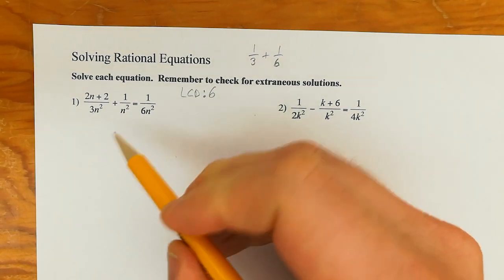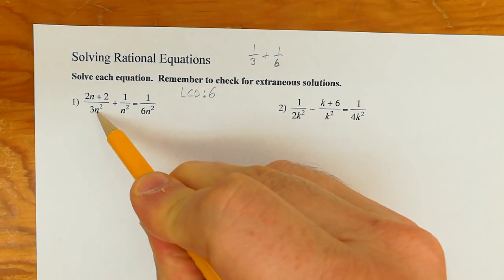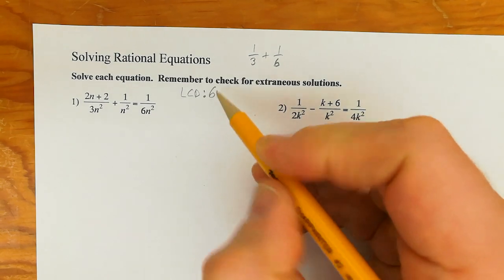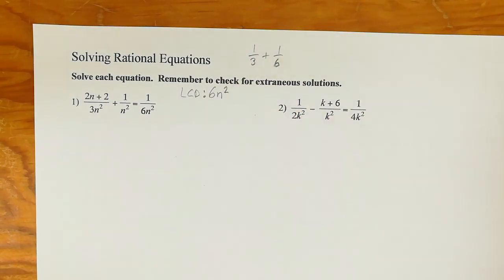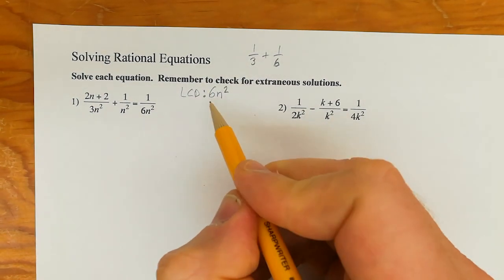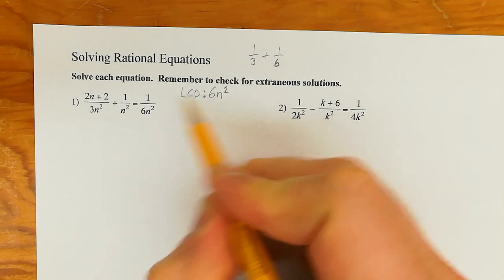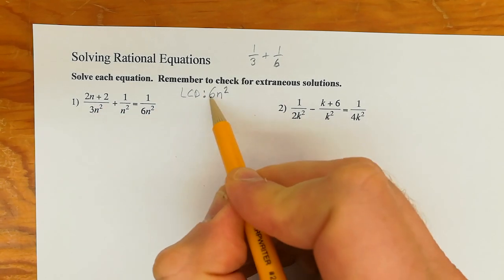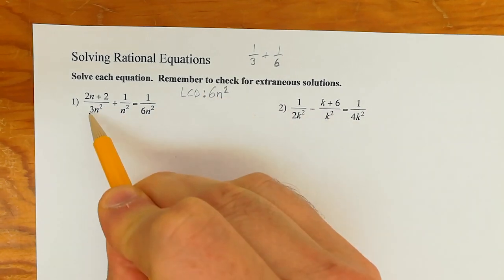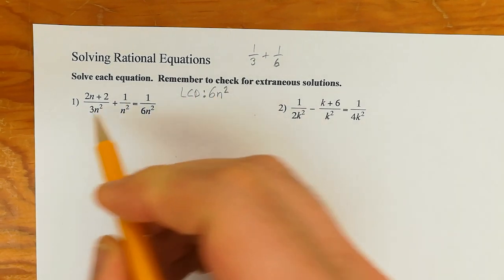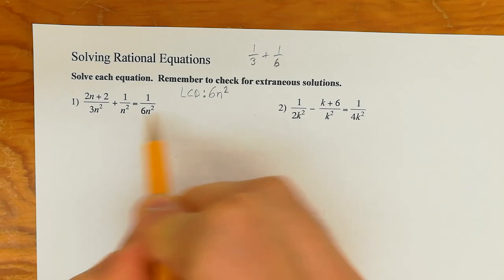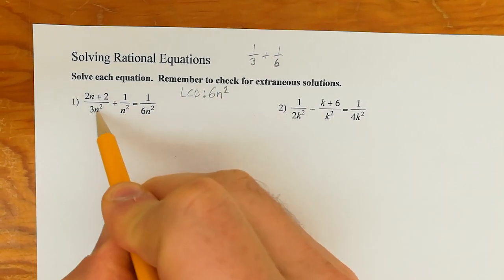Now let's look at the variables. We have n squared in each denominator, so they have that in common. So that also has to be in our LCD, okay? And now we need to make each of the denominators look like this. We have to think about what this needs to be multiplied by to get this. Well, 3 times 2 would be 6, and then we're good on the n's, right? We still have n squared.